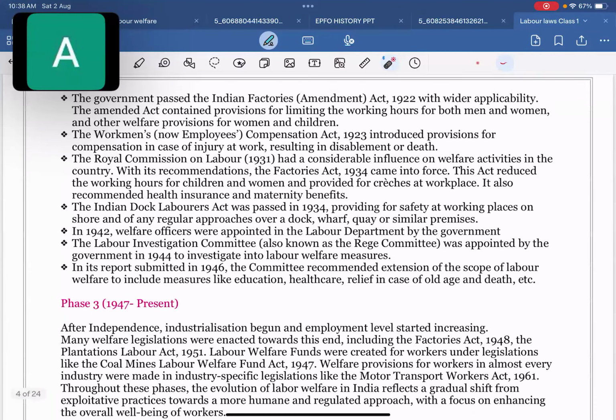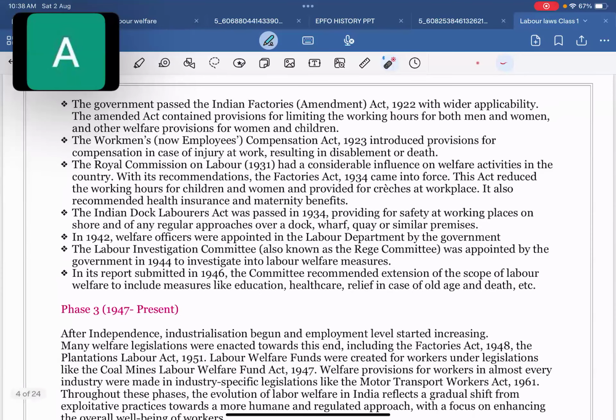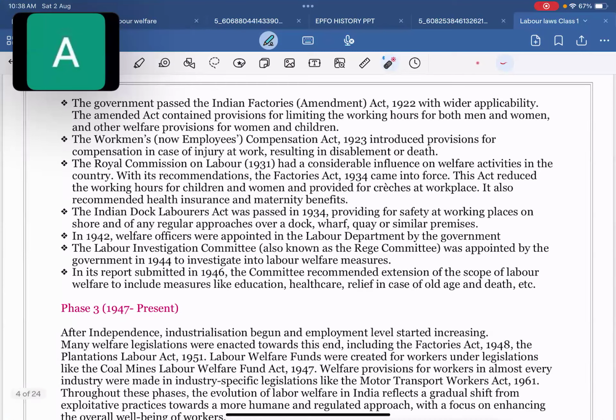So next, the Royal Commission on Labour 1931 had a considerable influence on welfare activities in the country. With its recommendation, the Factory Act 1934 came into force. Understand one thing: the Royal Commission on Labour 1931, and with its recommendation, the Factory Act came into force. Here also one question arises, so just write it down in your notes: where did the Factories Act come from? The Royal Commission on Labour. The Factory Act came from the recommendation of the Royal Commission on Labour 1931.